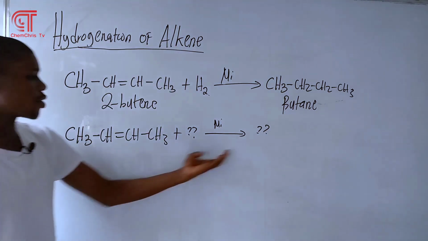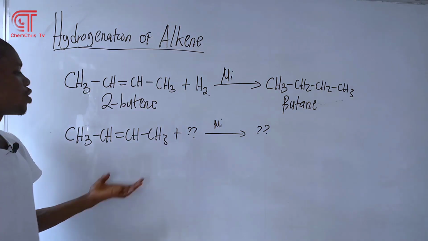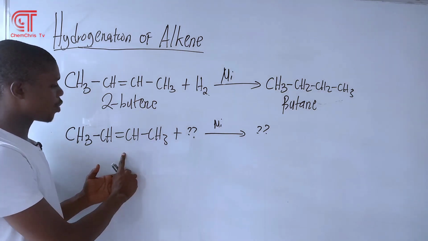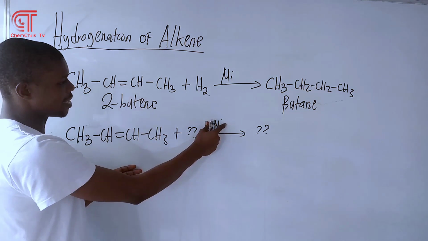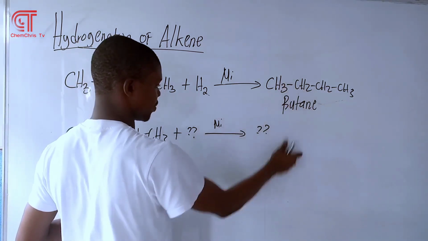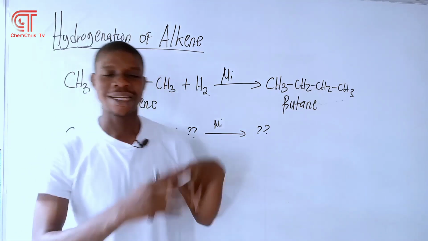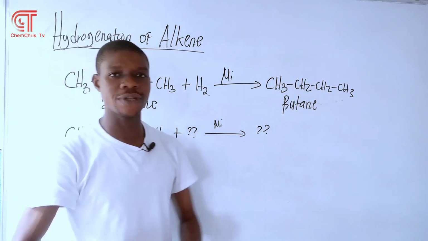In some cases, this is how you are going to see it here. It also shows hydrogenation, that is, the alkene will undergo hydrogenation in the presence of a nickel catalyst to produce this product here. So hydrogenation of the alkene is the simplest one. You need to take note of it. Let's move to the next one.